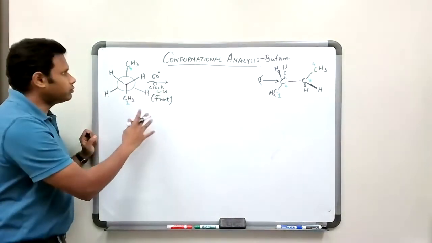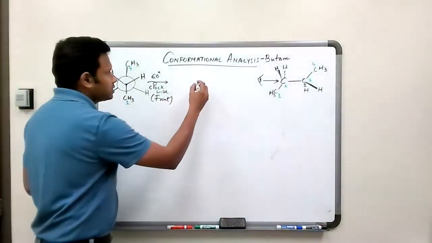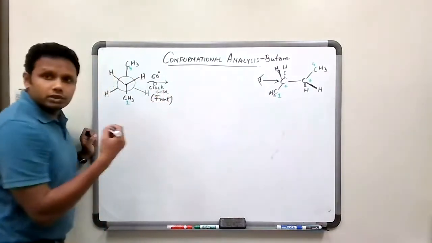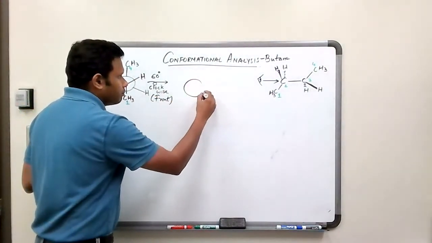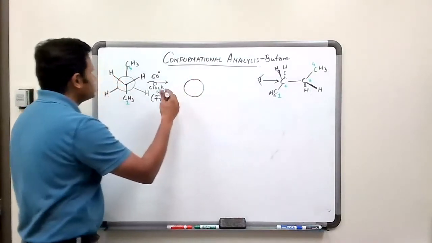I've defined what I'm doing. The back carbon remains the same. Okay, so what I'm going to do is, since the back carbon is not moving, I'm going to draw the back carbon in, because that's not changing here.